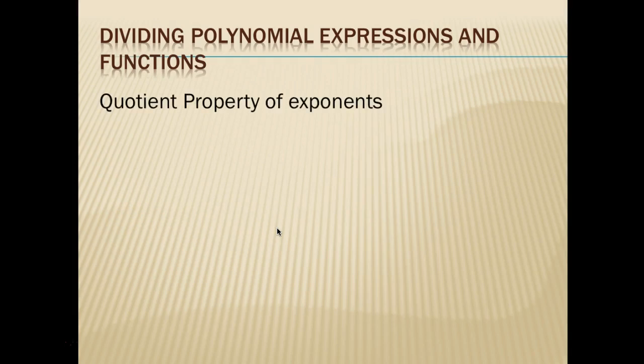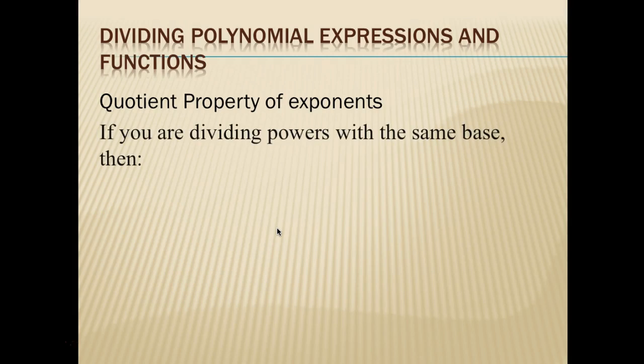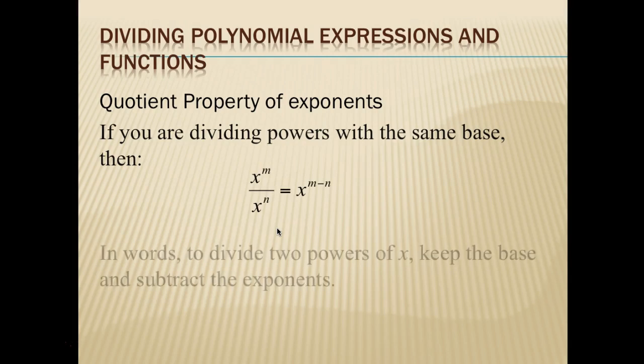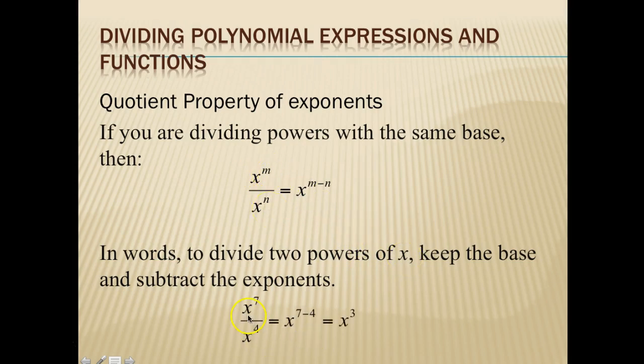So if you can remember the quotient property of exponents, if you're dividing powers with the same base, we subtract our exponents. So in other words, when you have the same base and you are dividing powers, the base stays the same and then you subtract your exponents. So for example, x to the 7th divided by x to the 4th is x to the 7 minus 4, or x to the 3rd.